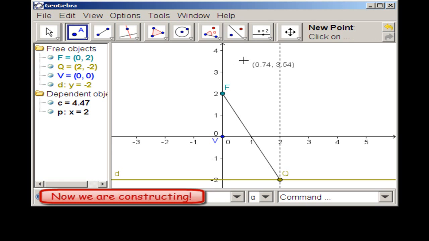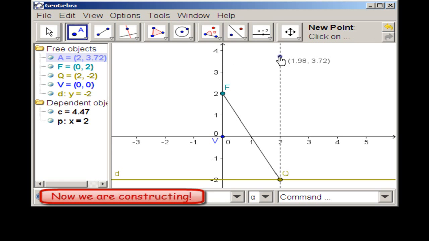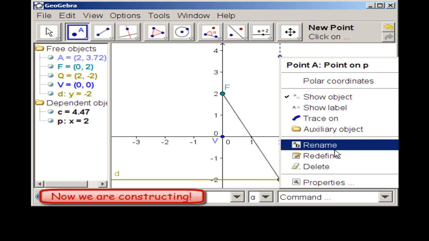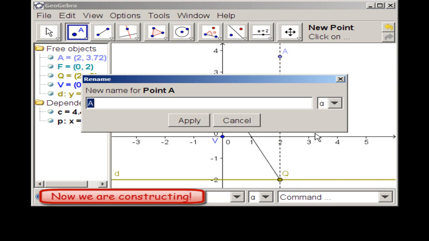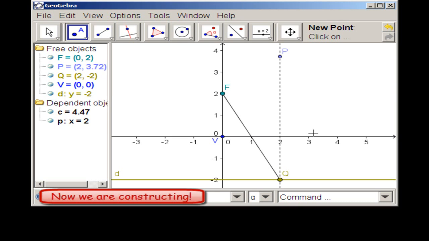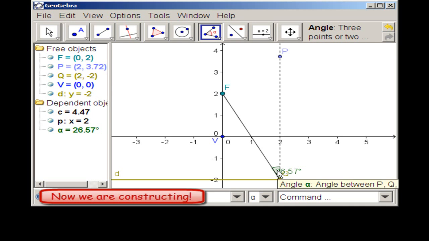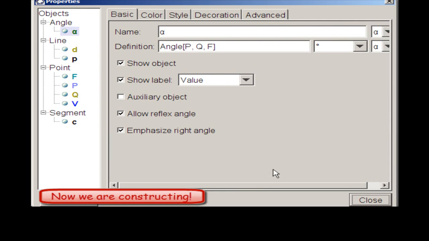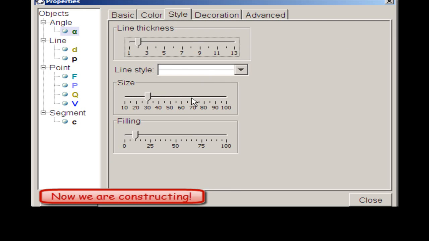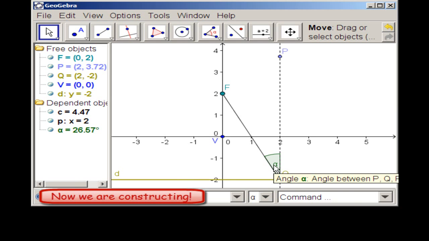So the first thing we do is draw an arbitrary point on our perpendicular. Let's label it P for point on the perpendicular. And we make this angle here, so we click on our angle maker, P, Q, F. And we're not interested in the value, so we'll go to properties and we'll change it to be just the name, and so that we can actually see it, we'll make it up to 60 here. And we see that that's alpha.